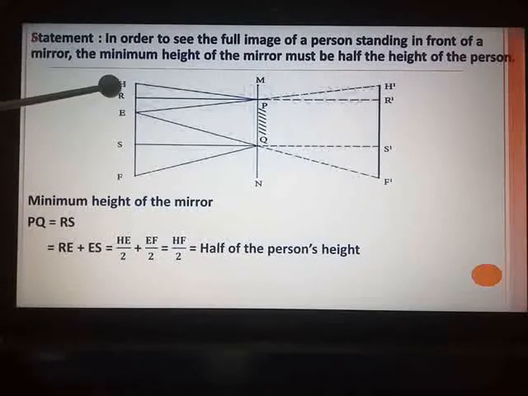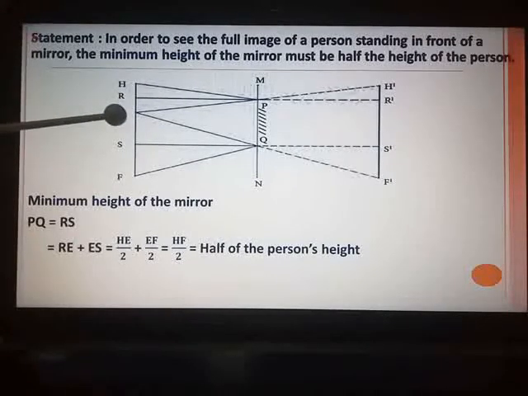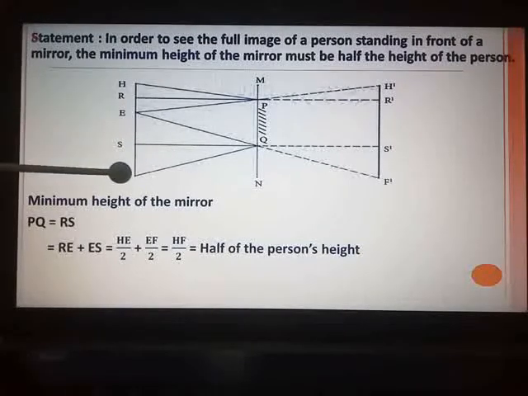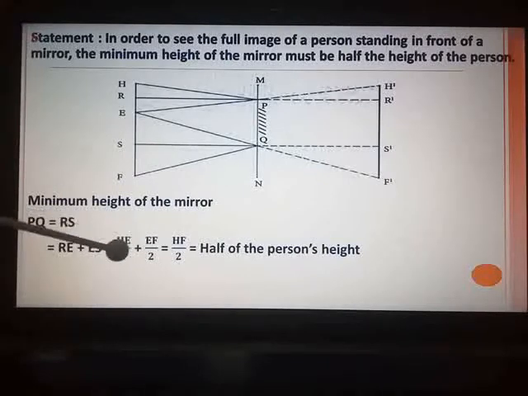What is this? PQ is equal to RS. RS they have divided into RE plus ES. Now R and S are the midpoints. So in place of RE they have taken HE divided by 2, and in place of ES they have taken EF divided by 2. So HE plus EF, as the denominators are the same, comes out to HF. HF divided by 2 means the height of the entire person divided by 2, which means half of the person's height. Here the statement is proved that in order to see the full image of a person standing in front of the mirror, the minimum height of the mirror must be half the height of the person.